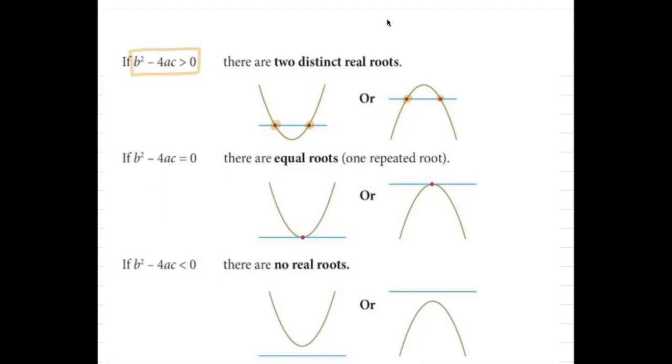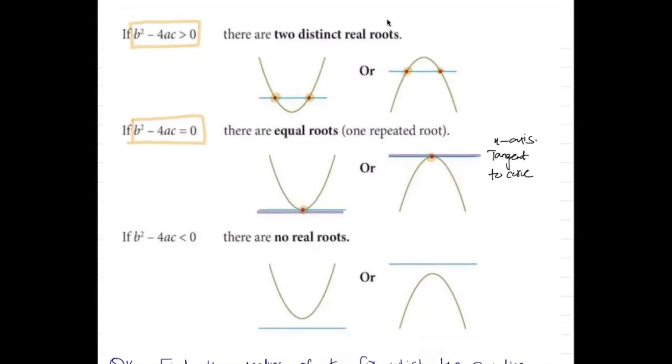If the value of the discriminant is equal to 0, meaning b square minus 4ac is equal to 0, then your quadratic curve is going to intersect the x-axis at only one point. So we can say that the x-axis is basically the tangent to the curve. Your x-axis is tangent to the curve.